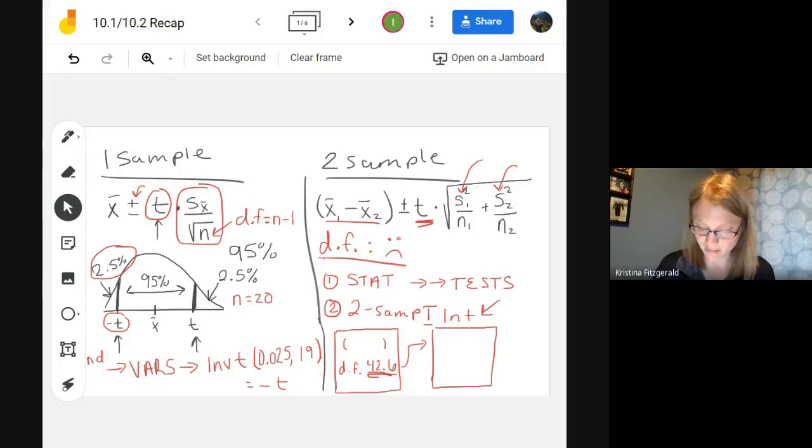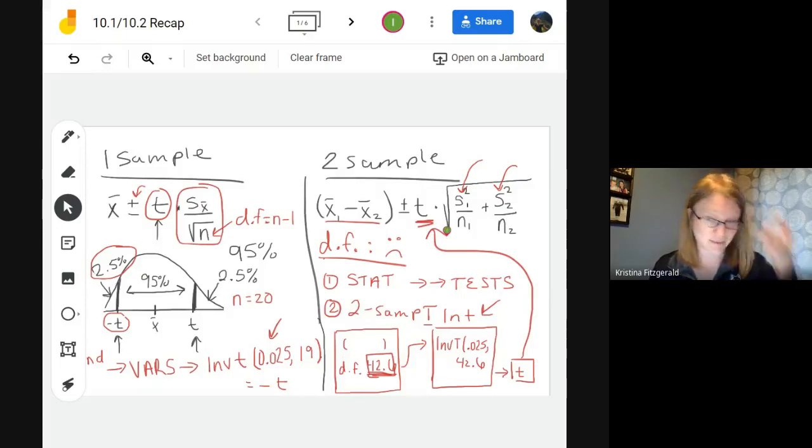Then you go back and basically do what we did over here. You go to inverse T, plug in your area, comma, or however your screen is set up, and then put in the degrees of freedom you got from the other step. Then hit enter, and it'll spit out a T number that you can stick back in your formula, which is a little bit ridiculous, but that is how that one works technically.